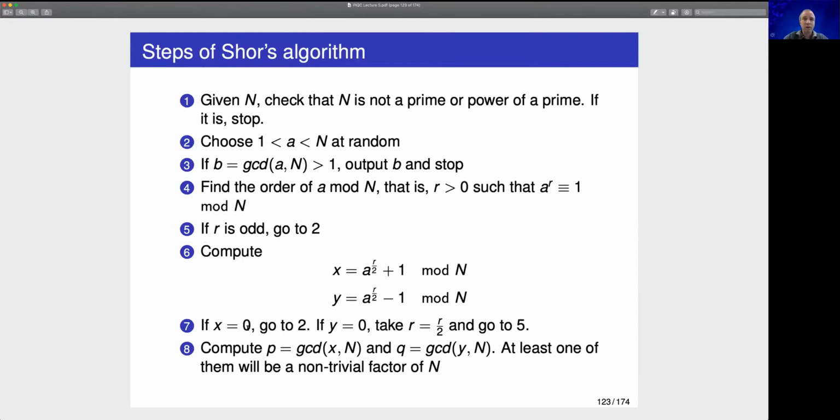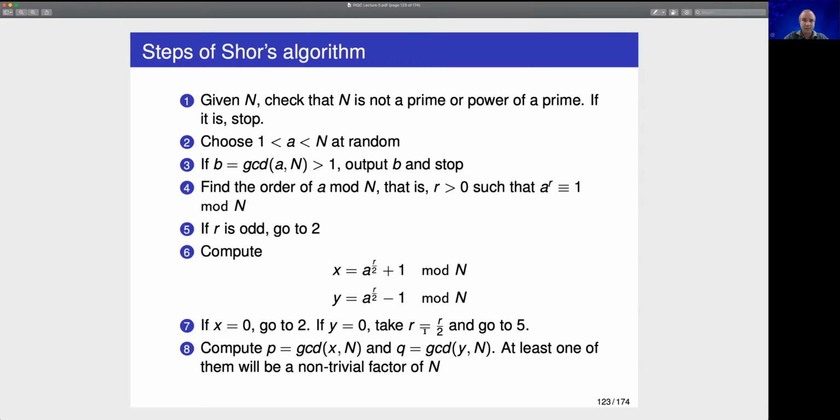So eventually we will find this a with this order r, and we have x and y, which are both different from 0. Now what we do is compute p and q as the GCD of x and m and the GCD of y and m. And one of them, either p or q, is going to be the non-trivial factor of n that we were looking for, okay? So why does this work? Why must p or q be a non-trivial factor of n?